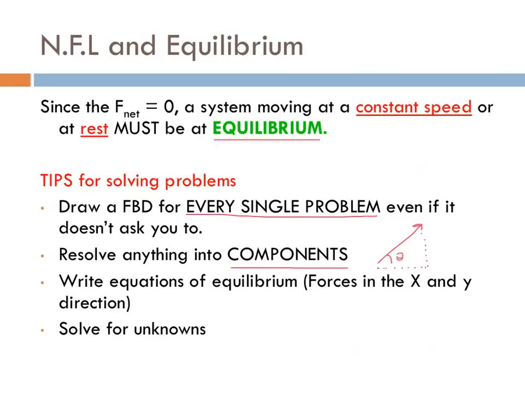For these, it will not always be cosine on the x direction and sine on the y direction. So you need to be careful according to what angle you're given, which one's cosine and which one's sine. Also, make sure that you write the equations of equilibrium. What that means is you need to write the sum of the forces in the x direction and the sum of the forces in the y direction. Again, this will help you understand what's happening in both directions. And remember that because these are vectors, you can treat them independently. And once you've done all of that, then you can solve for your unknowns.